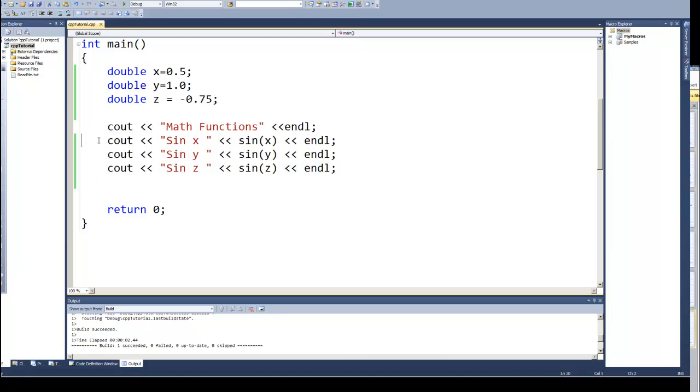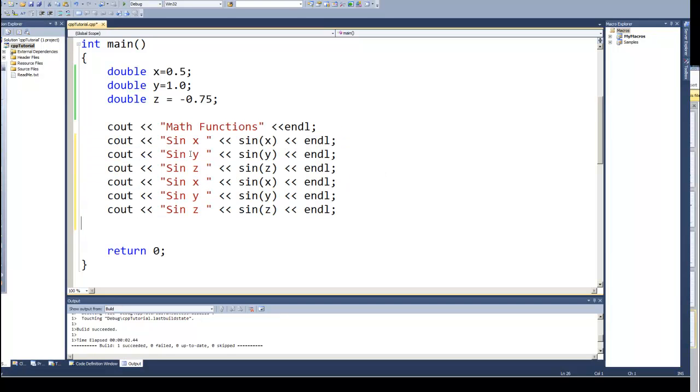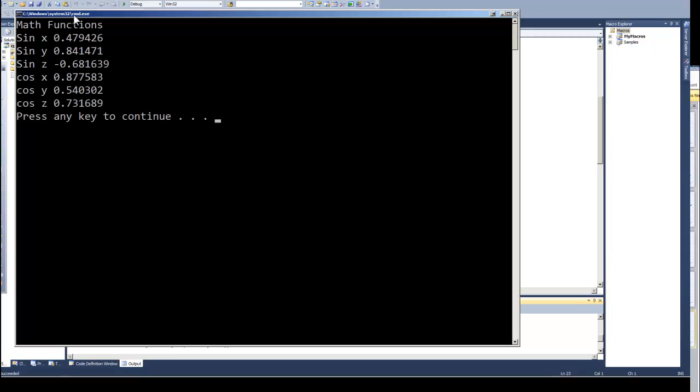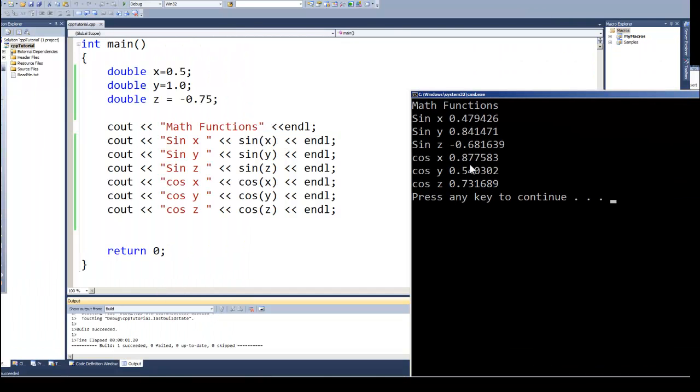In fact, what I'll do is just copy these three lines and change sine to cosine. And there we've got the cosine of those values, those angles.